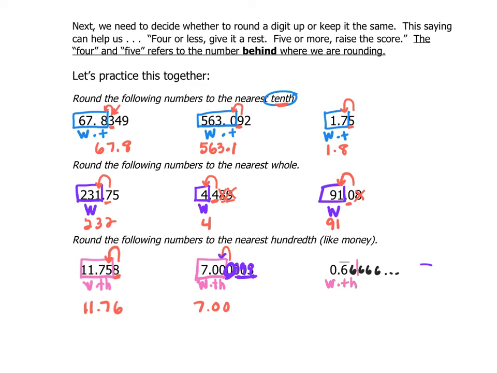So I'm going to chop or cut this off right here. And so I have to look at this 6. I really don't care about the other 6s. It's just the one that's back behind. And since this is a 6, it's 5 or more, so it tells this 6 it has to go up. So this would be 0 and 67 hundredths.